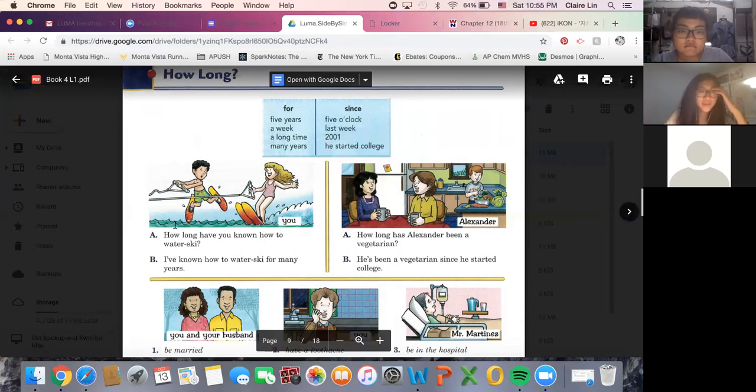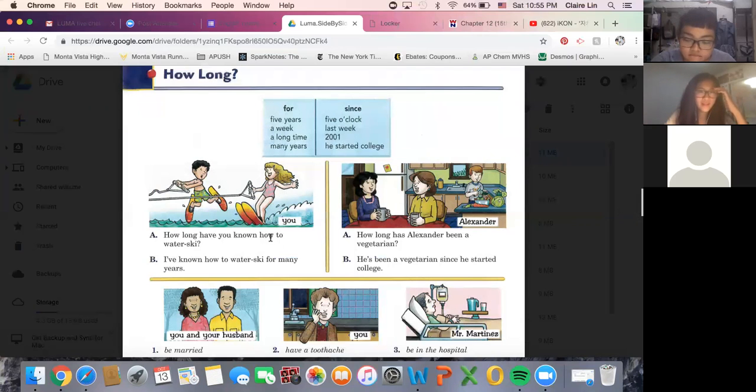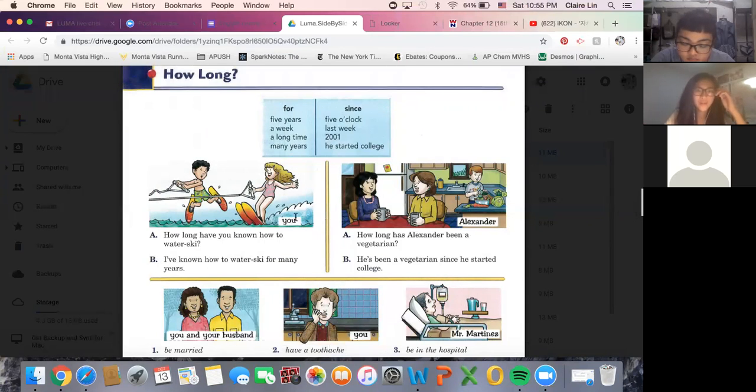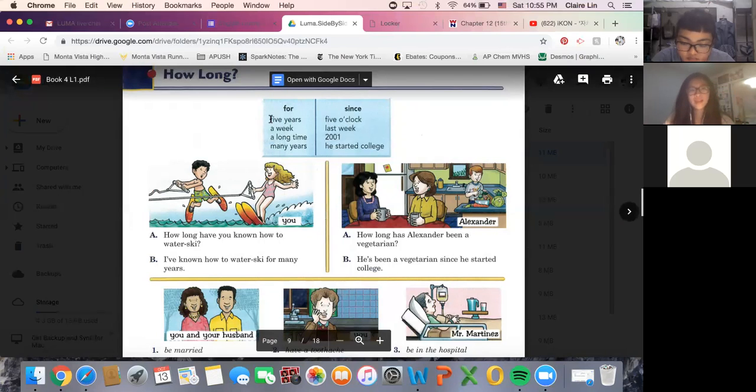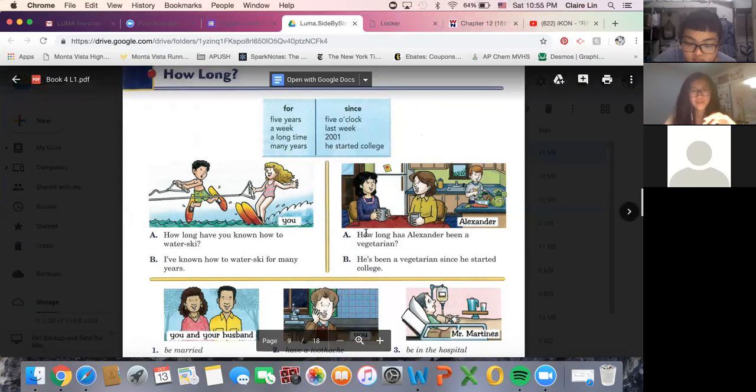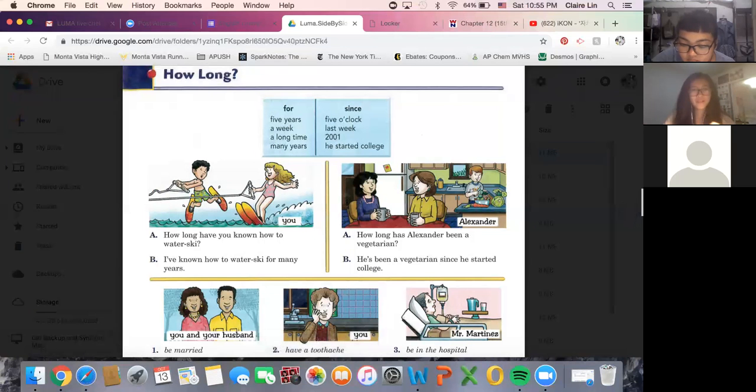The first one says, how long have you known how to water ski? I've known how to water ski for many years. When you use things like 5 years, 1 year, a week, a long time, which are less specific, "for" is generally the right one to use. But when you go into more specific, like 5 o'clock, last week, 2001, you would use "since". But they both have kind of the same meaning.